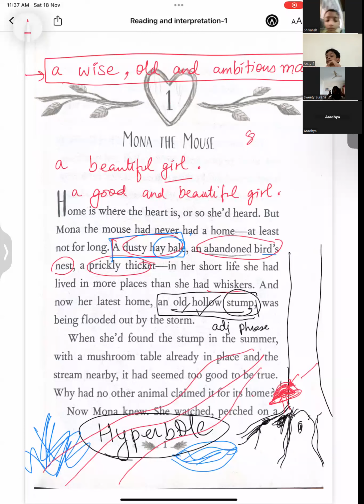Yes. And it seemed too good to be true. What does it mean? Too good to be true का क्या मतलब होता है?